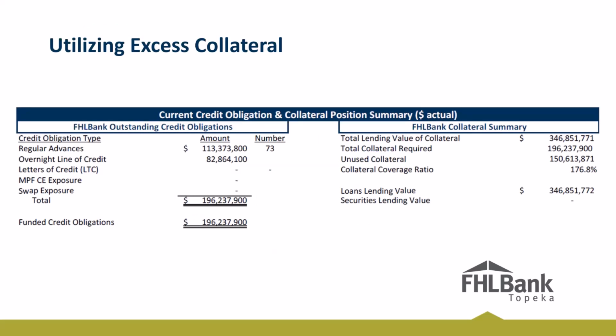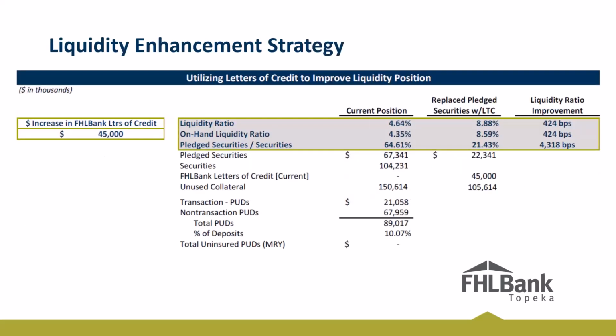You want to make sure you have ample collateral. So this is just an example institution, and they have ample collateral to go ahead and take down a letter of credit. We're going to use $45 million on how it enhances their liquidity, right? So instead of pledging securities, they're going to unpledge $45 million of securities and issue a letter of credit.